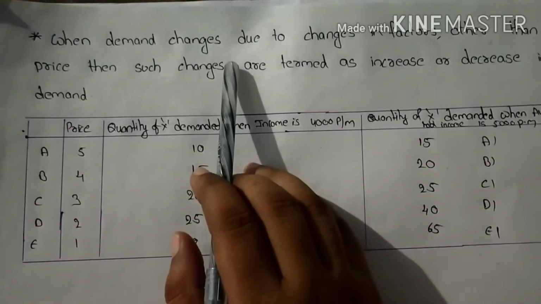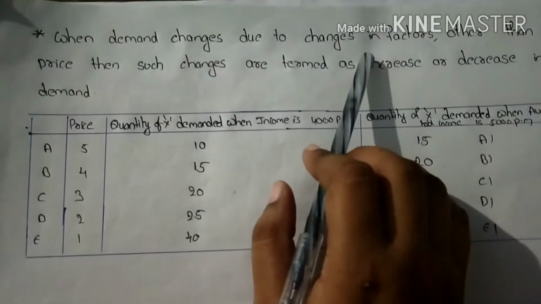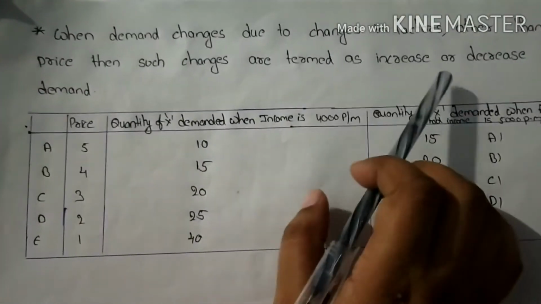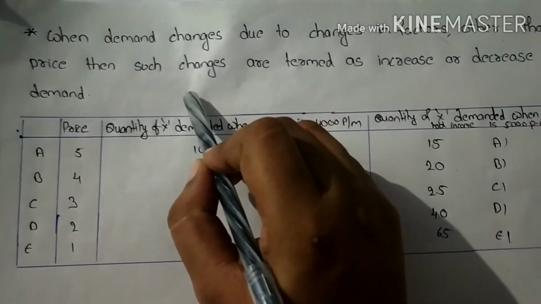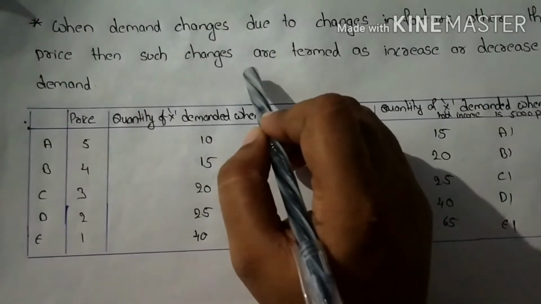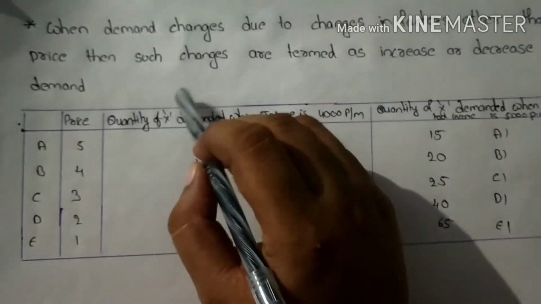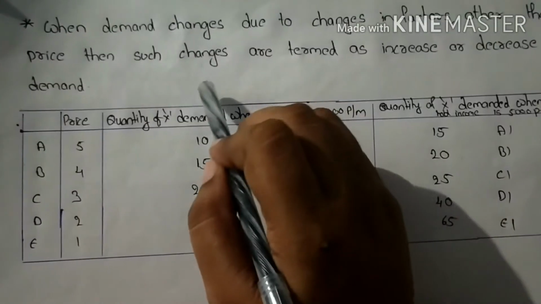Increase or decrease in demand. When demand changes due to changes in factors other than price, then such changes are termed as increase or decrease in demand. So it means the demand will change due to changes in other factors. If other factors change, then the demand also changes other than price.